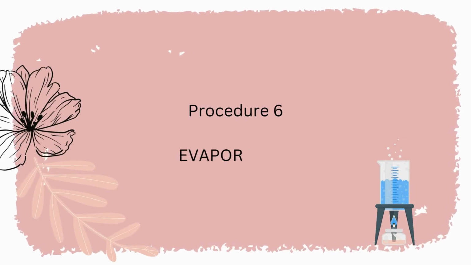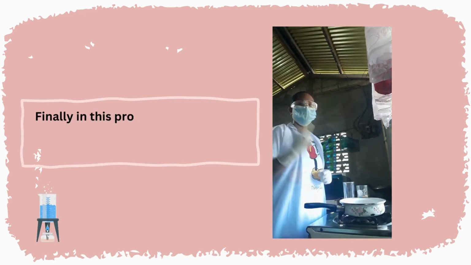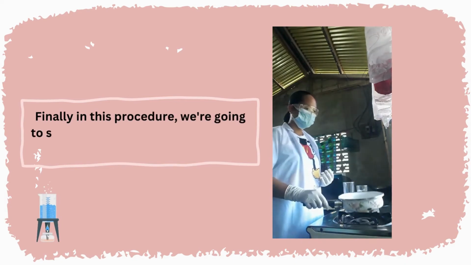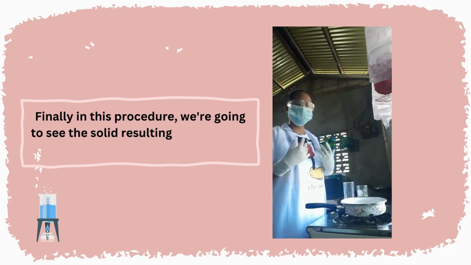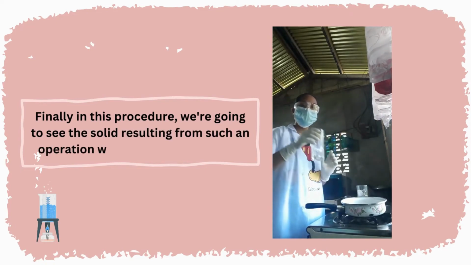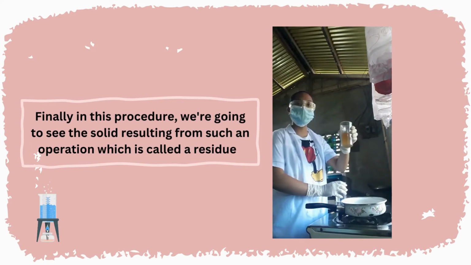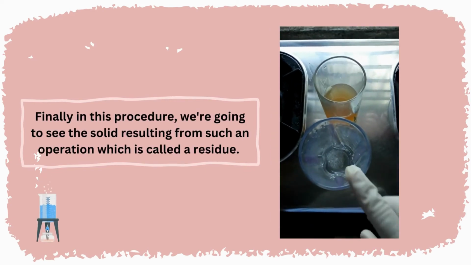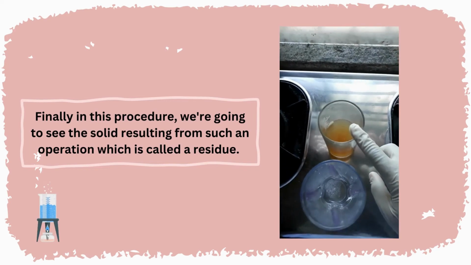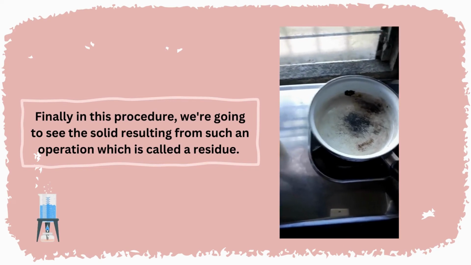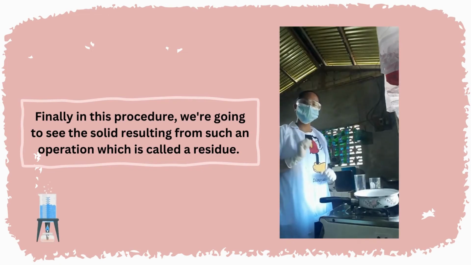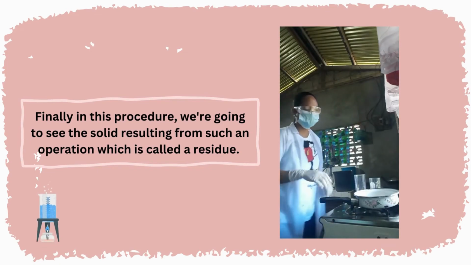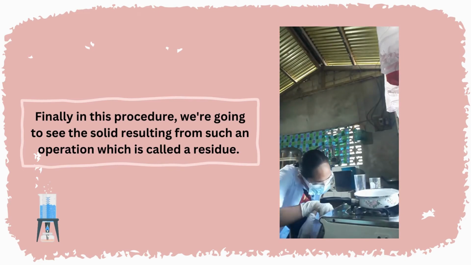Procedure number 6, which is evaporation. Finally, in this procedure, we're going to see the solid resulting from such an operation, which is called a residue. The things we have in here are 50 ml of tap water with 1/2 tablespoon of salt, the filtrate, a pan, and a burner. But I am using a stove since I don't have a Bunsen burner.